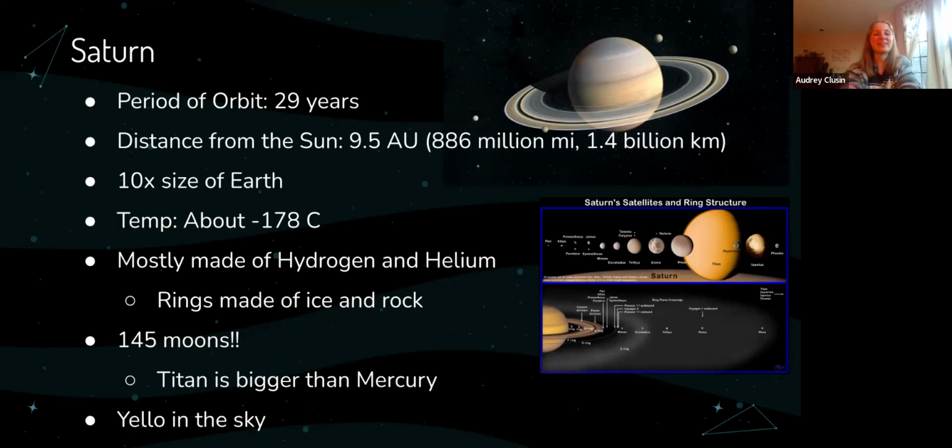Anyways, Saturn has a period of orbit of 29 years. So I guess it'll orbit 3 times in your life. The distance from the sun is almost 10 times farther away from the sun than the Earth is. It's also about 10 times the size of Earth, so it's roughly the same size as Jupiter. Very cold, once again, because it's very far away from the sun. It's also mostly made of hydrogen and helium.